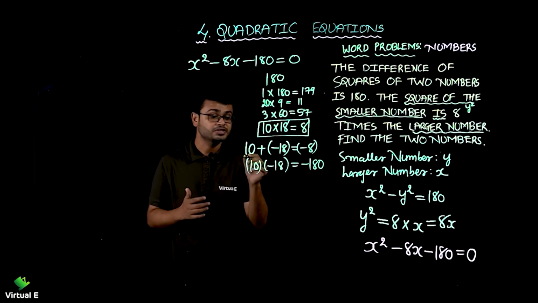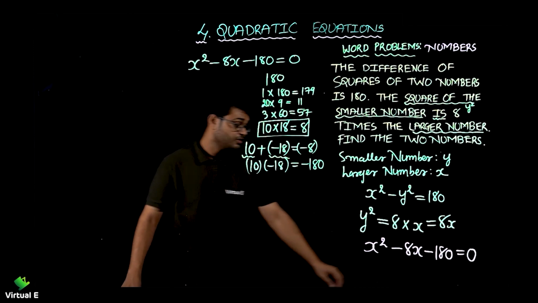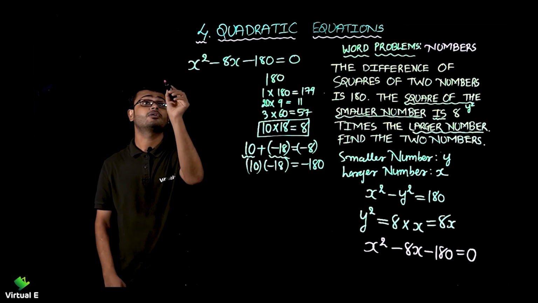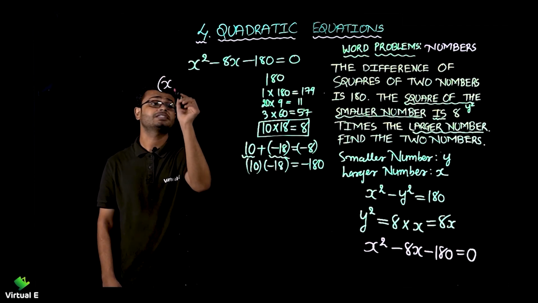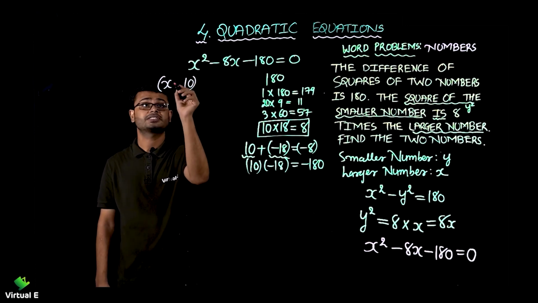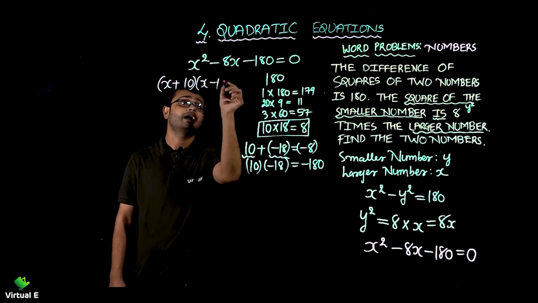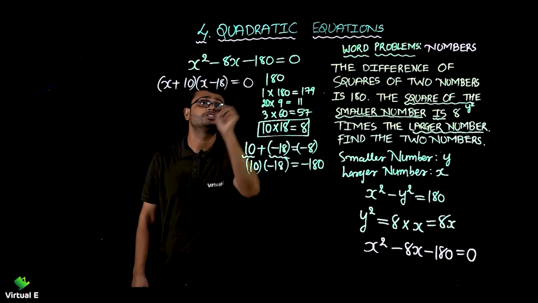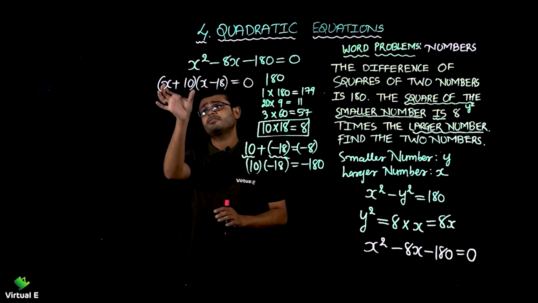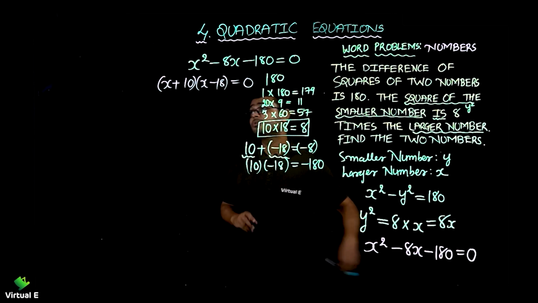What are my two factors? 10 and minus 18. So let's write over here, first term I will be writing without any power, that is x. What is my first factor? 10. What sign will it be? Yes, plus x. Then what's my second factor? Minus 18 is equal to 0. Now you know the next step how to do it. Either I will take the first term as 0 or second factor as 0. So let's do that one.